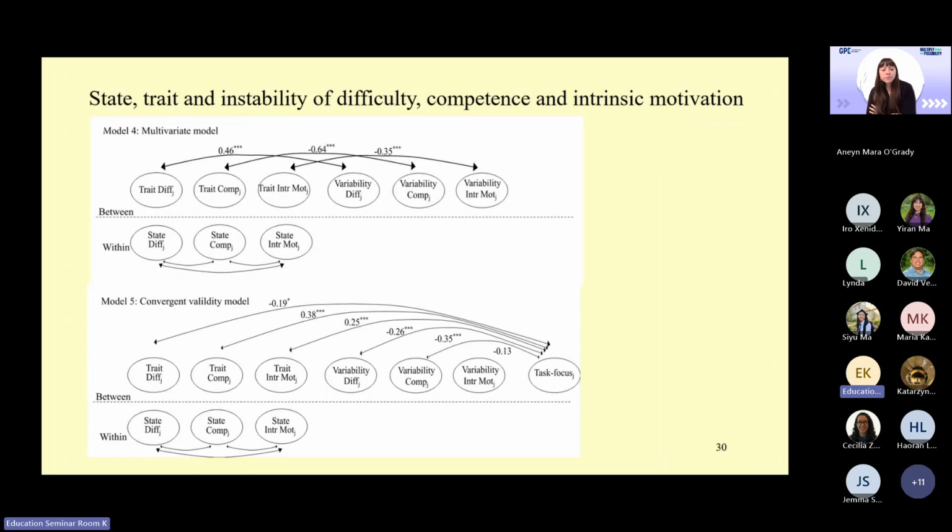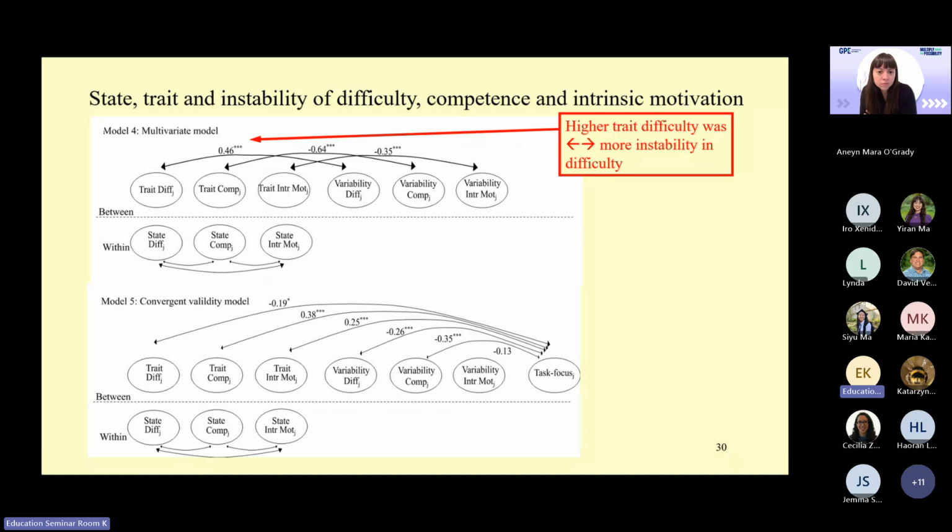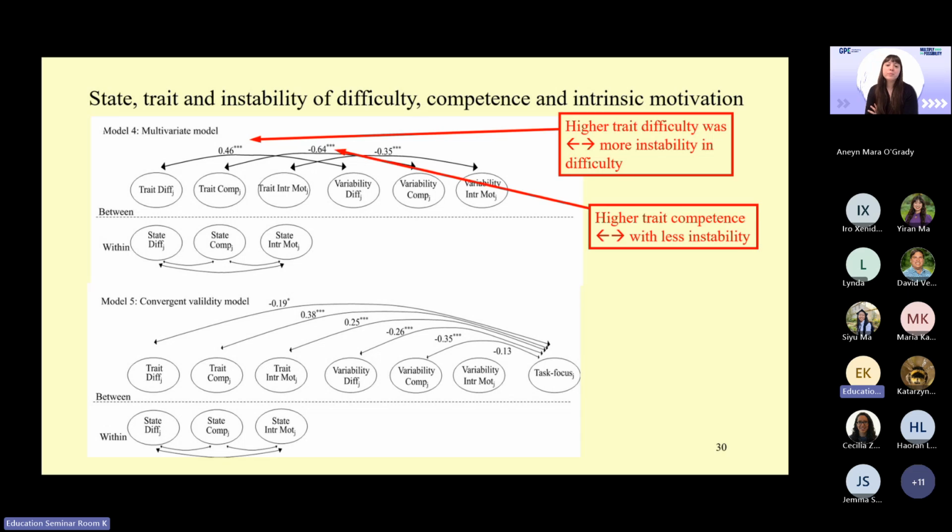So what the findings look like, we have state difficulties, trait difficulty, state competence, trait competence, state intrinsic motivation, and trait intrinsic motivation, and then the variability of each of those. And we find that higher trait difficulty was linked to more instability in difficulty, and the other way around, higher trait competence was linked with less instability. So variability is associated with the average level of each student.